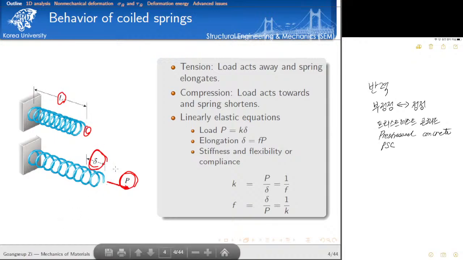If we apply the load away from the spring, then the spring elongates. And if you do the opposite direction, then the spring shortens, isn't it? Let's consider the linear elastic system. If the spring is linear elastic, then the load P is linearly proportional to the elongation, isn't it? So we can introduce a proportional coefficient to this proportional relation, P equals k delta. This is called the spring modulus.